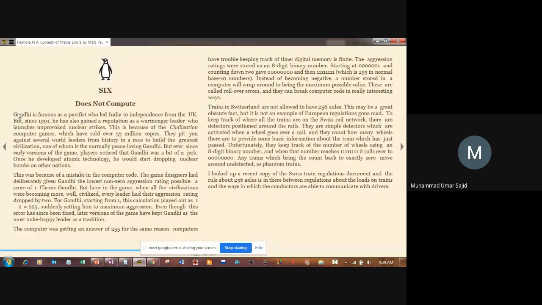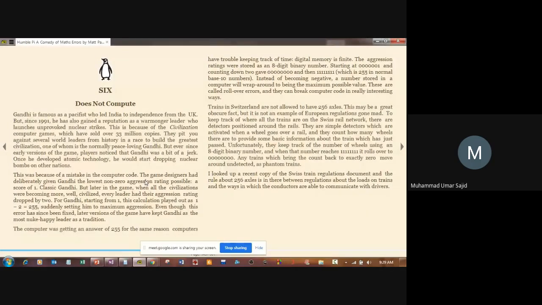It's a very fun example, actually. What happened was, in this Civilization game, you revisit history. What they noticed was that Gandhi was known to be a peace-loving person, but as the civilizations developed, he was nuking every other nation. There was a mistake in the computer code.